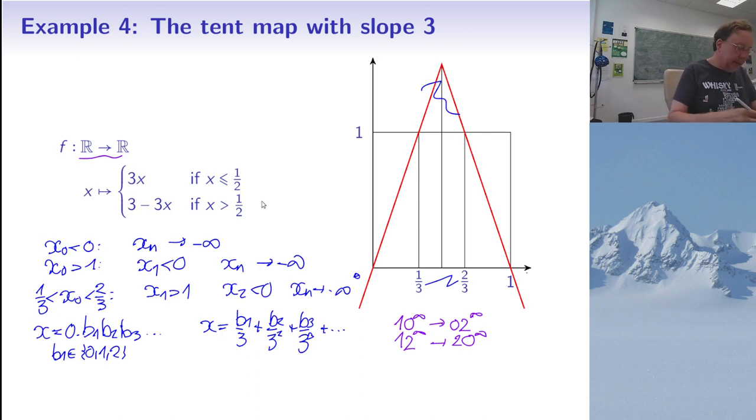Now, what happens here? So we've already seen that if x is not between 0 and 1/3 or between 2/3 and 1, it will go to minus infinity. So let us look at the two remaining cases. So if x is between 0 and 1/3, well, then its expansion will be of the form 0 dot 0 b2 b3 and so on.